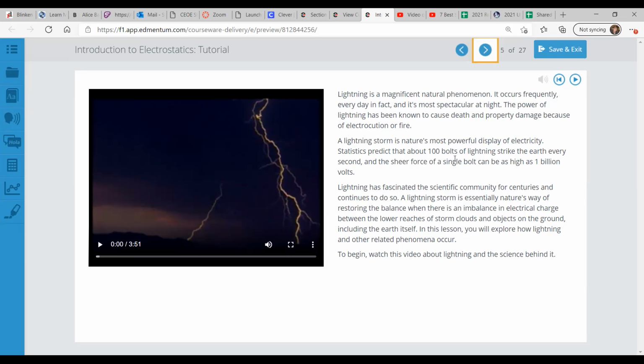A lightning storm is essentially nature's way of restoring the balance when there is an imbalance in electrical charge between the lower reaches of storm clouds and objects on the ground, including the Earth itself. In this lesson, we're going to explore how lightning and other related phenomena occur. To begin, watch this video about lightning and the science behind it.